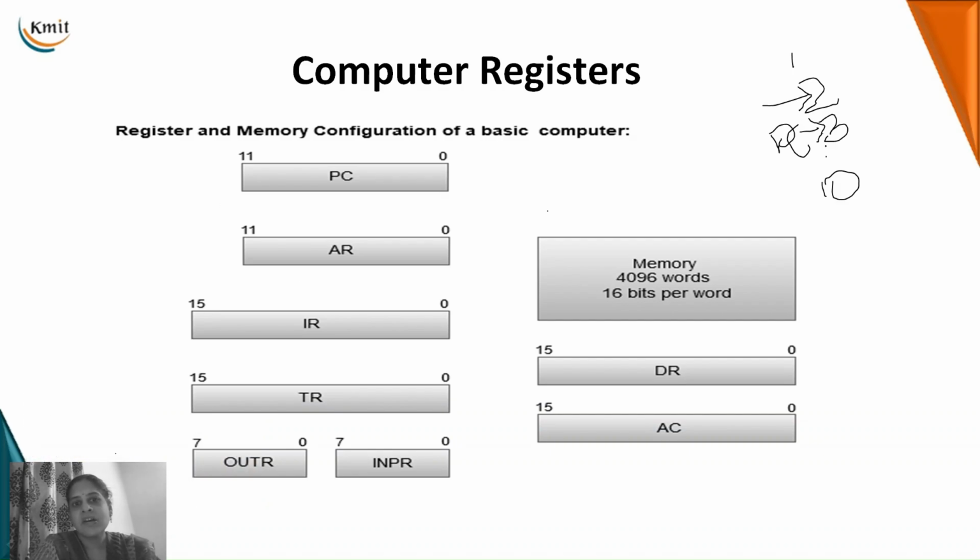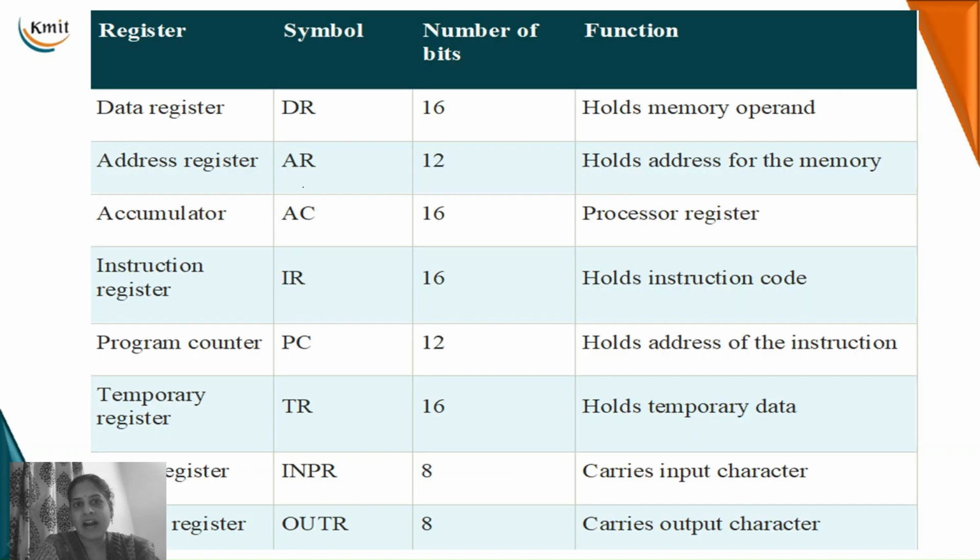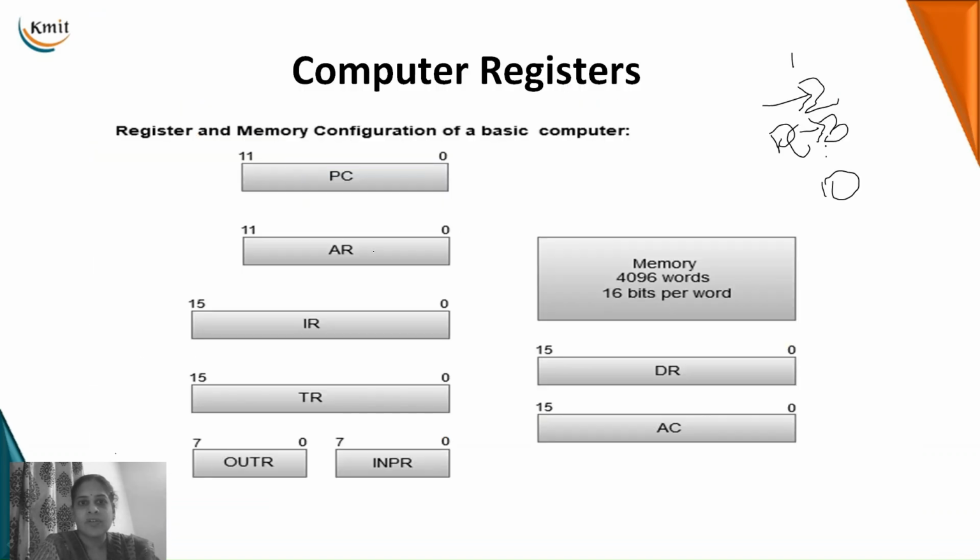Next, coming to the next register, AR, the address register. The address register contains the address of the instruction that needs to be executed. It is an address register which stores the address of the particular instruction. It is a 12-bit register.